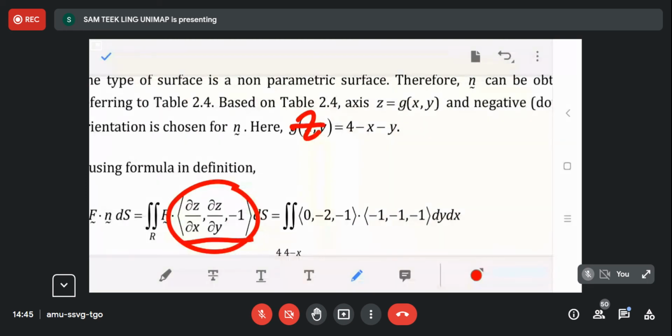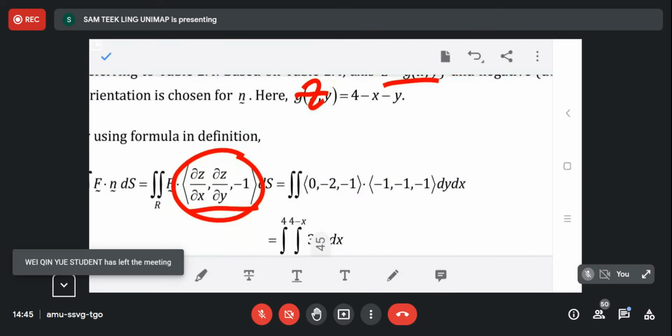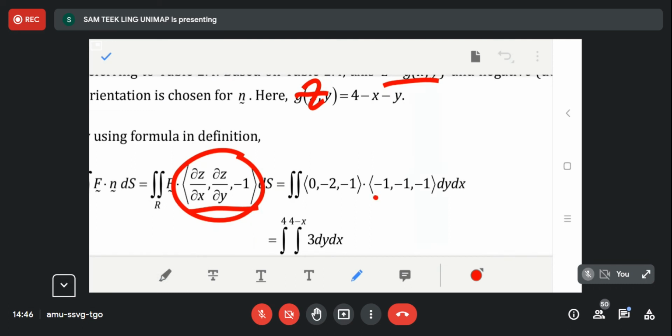Z equals g(x). So g(x) equals 4 minus x minus 1. This one, no need to explain; we directly use it. Z equals 4 minus x minus 1. So you differentiate ∂z/∂x, we will get negative 1. You differentiate this with respect to x, and differentiate with respect to y, then copy. This is our n.